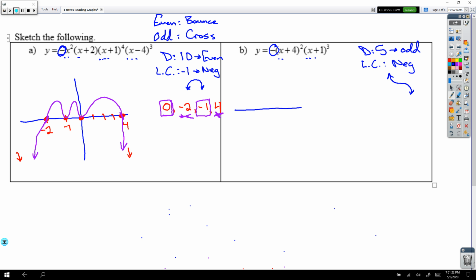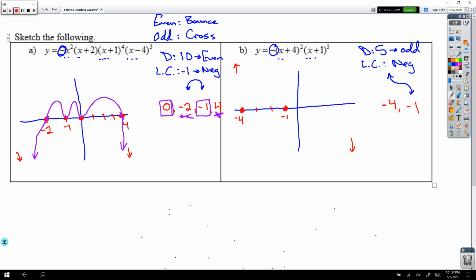So drawing our graph here. Again, I'm going to start by putting where my arrows end. So left side is going to be going up, right side is going to be going down. Now I want to find my zeros. So x plus 4 equaling 0 is going to give me -4. X plus 1 equals 0 is going to give me -1. So 1, 2, 3, 4. Go ahead and graph those. Here's -1.